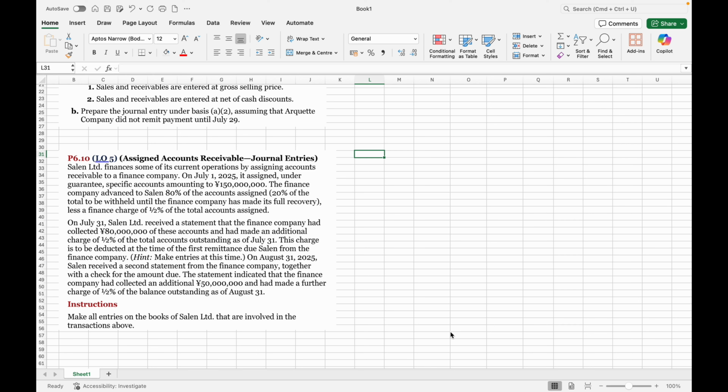So what we are going to do right now is make all entries on the books of Selena Ltd that are involved in the transactions above. So first we have July 31st. On July 31st, we have received cash from the finance company, and we have also paid a finance charge, and we have also recognized the existence of our note payable, which we'll have to pay back later. Well, actually not we have to pay it back. It's like the company will take our accounts receivable immediately to itself.